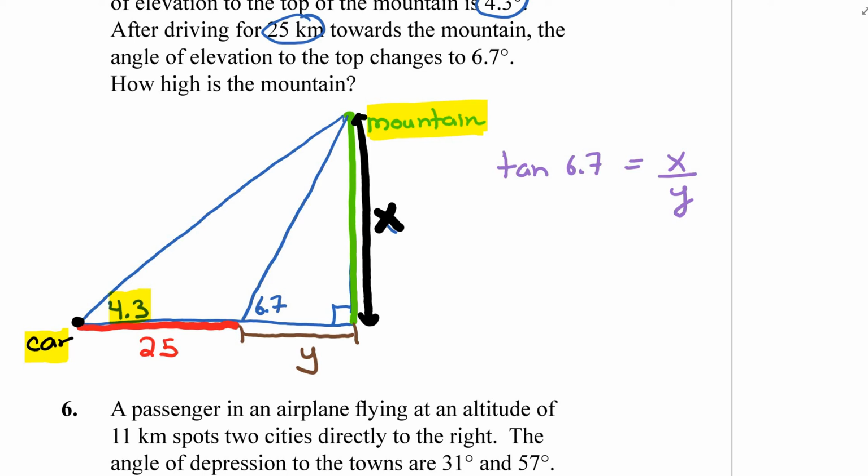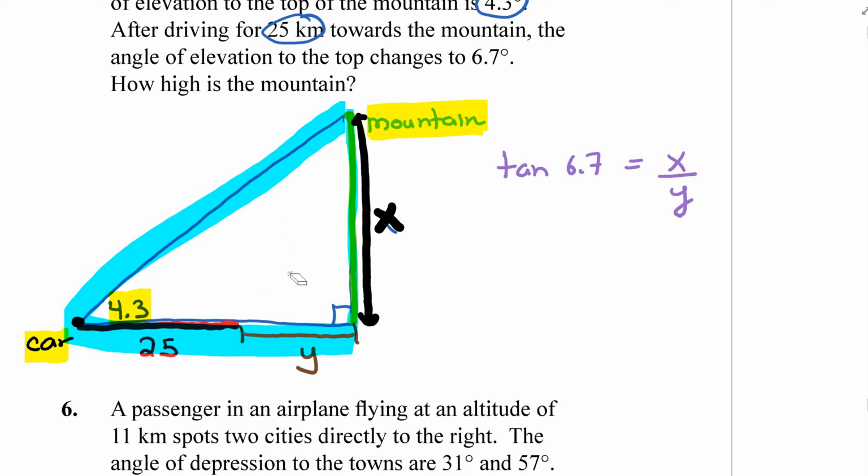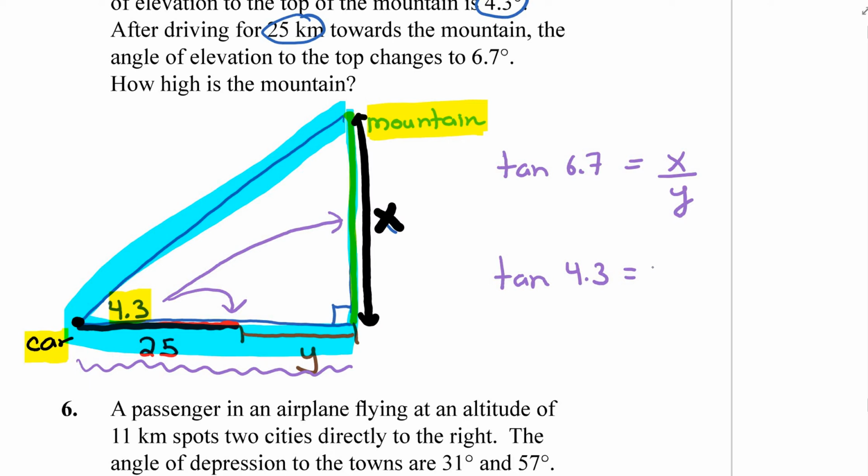After that, take a look at the bigger triangle. I don't care about that part now. If I take a look at the bigger triangle, with respect to the 4.3 degrees, the x is the opposite. But what is the adjacent now? The adjacent is actually this entire length, which is 25 plus y. So if I want to write a trig ratio for the 4.3 degrees, the x, and the 25 plus y, it would be tan of 4.3, which represents the opposite over the adjacent. My opposite is x, and my adjacent is 25 plus y.